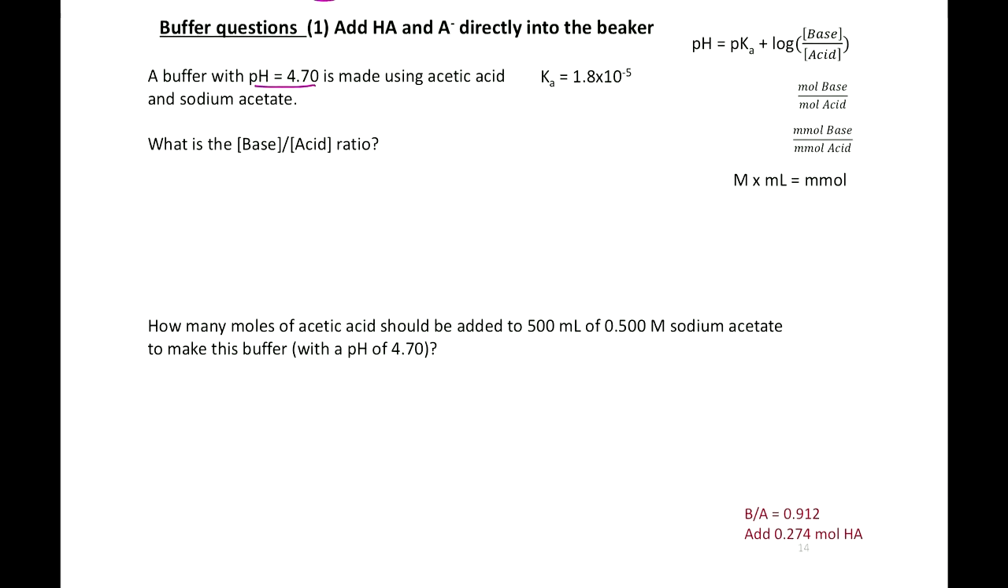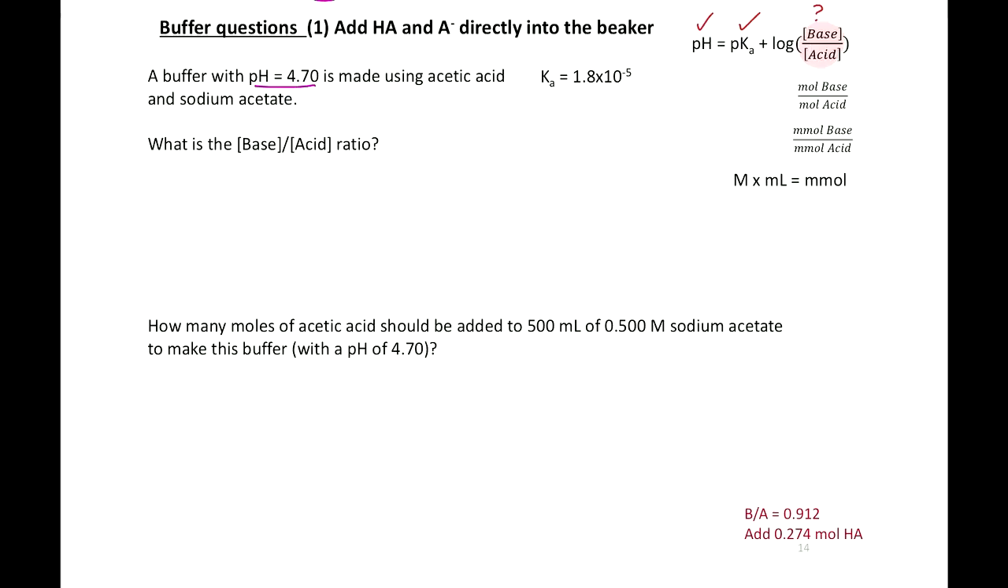If we look at the Henderson-Hasselbalch equation, I give you pH, we can calculate pKa, and so the variable we are solving for is in that log. We're figuring out what that base to acid ratio is. That is what we're solving for this time. In all the previous ones, we calculated base to acid ratio to get pH. Now we're just working backwards.